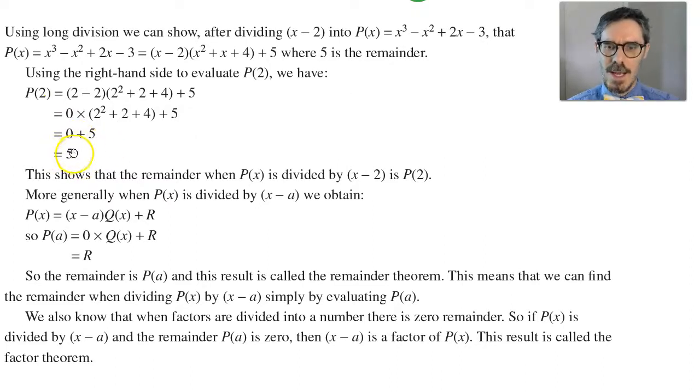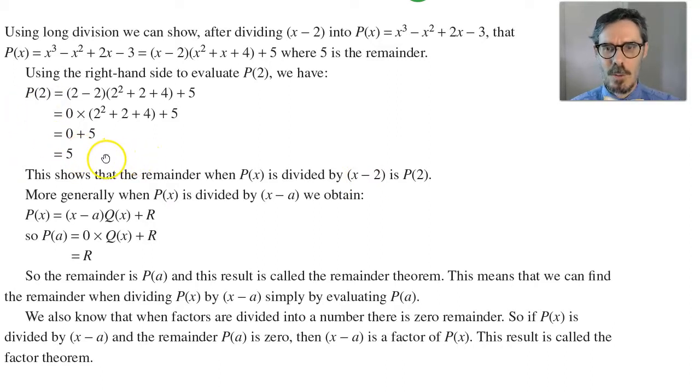Just to show you that it's exactly the same even if you substitute into the original polynomial, let's put it in here. 2 cubed is 8 minus 4 plus 4 minus 3. So these two terms cancel out and it's going to be 8 take 3, which is 5. So the remainder, when my polynomial is divided by x minus 2, is equal to p of 2.